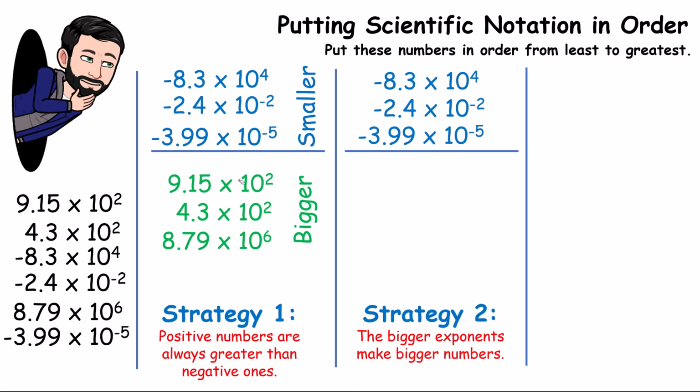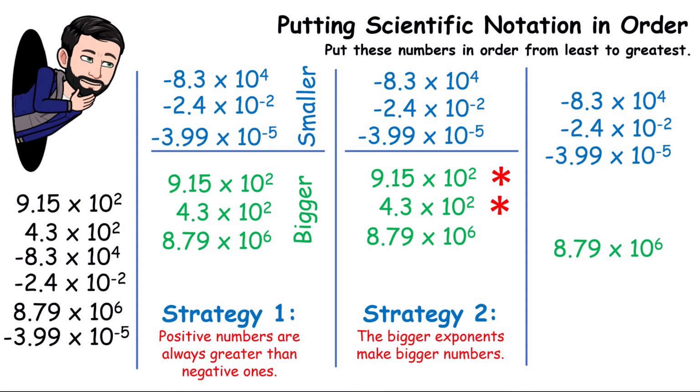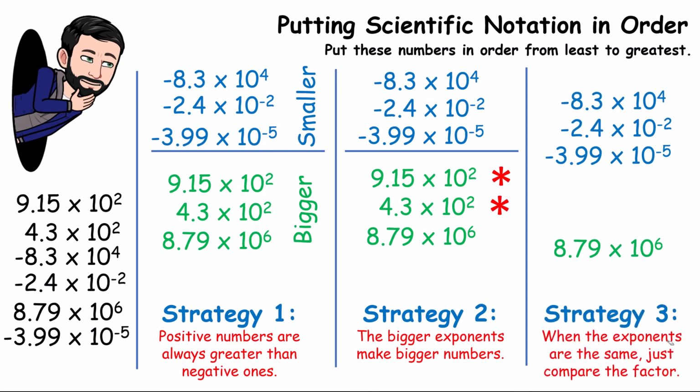Let's take a look at our positives. I have a 2, a 2, and a 6. Those are already in exponent order, so I don't need to worry about sorting those. That brings me to my last step, because I still have 2 that have the same exponent. Last step says take these, leave them where they are, but then if the exponents are the same, compare the number in the front. I'm going to compare this 9.15 to the 4.3, and the 4.3 is smaller, so it should go first. Again, look at your exponents here. You're starting with big numbers, you're going to small numbers, then you're going small numbers up to big numbers.